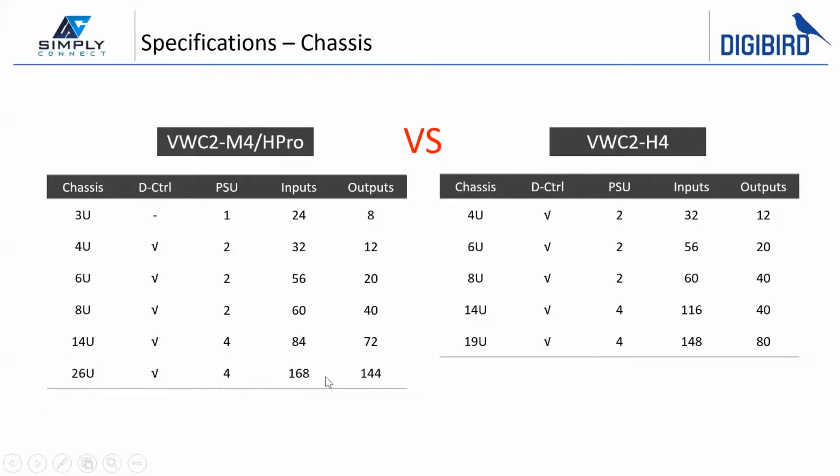Why? Because they needed I think 90 inputs. That's why even the 14U could not fit up to 90 sources, so we had to use a 26U. Whereas the H4 series is similar. We also can support redundant power and also redundant control card.